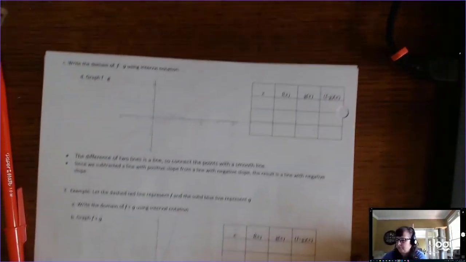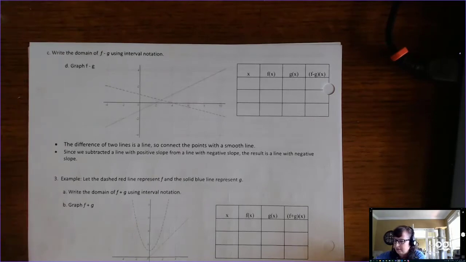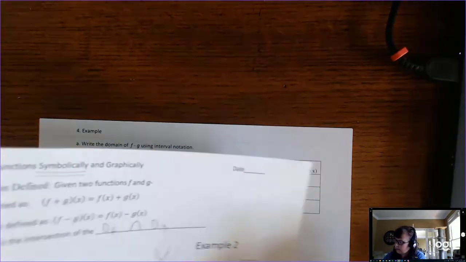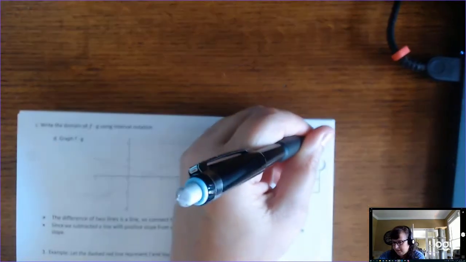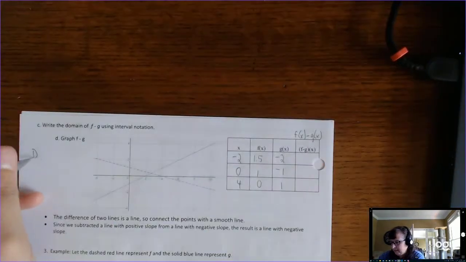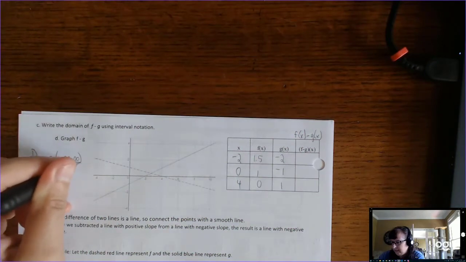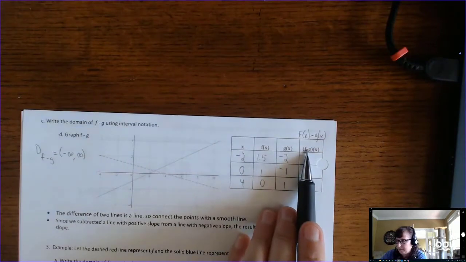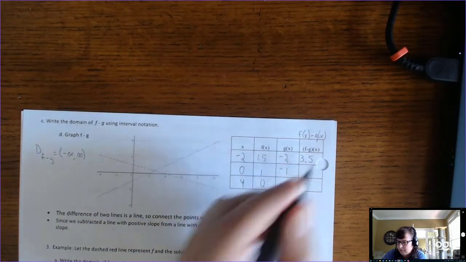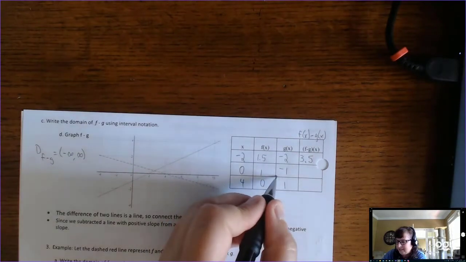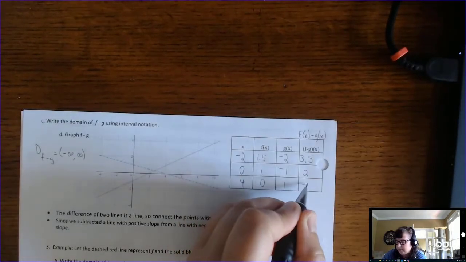Okay, so if we want to do the same thing for f minus g, same thing. It's the same line, so I'm going to steal these points. -2, 0, 4, 1.5, 1, 0, and -2, -1, 1. Alright, so f minus g means f of x minus g of x. We know the domain is all real numbers. And now we're going to subtract, so we have to worry about this minus. So 1.5 minus a -2 is the same thing as 1.5 plus 2, so that's 3.5. 1 minus a -1 is 2, and 0 minus 1 is -1.